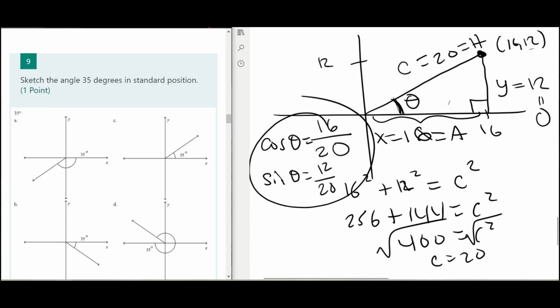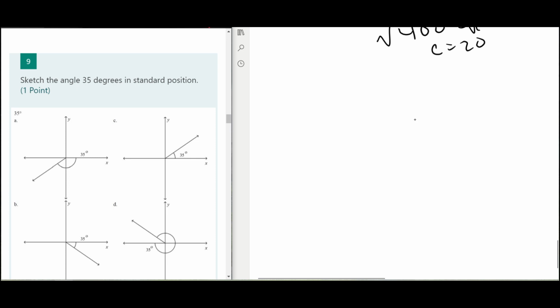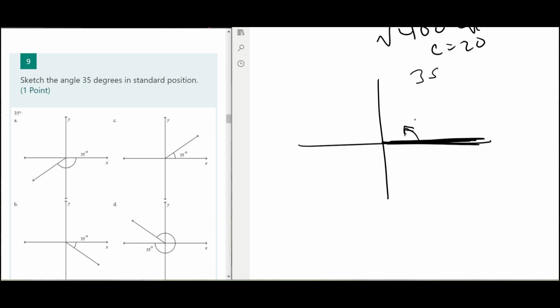All right, sketch the angle 35 degrees in standard position. Remember, standard position means that you start at the initial side, which is the x-axis, and then you travel to the terminal side, which is where it ends, right? A positive angle means you're going counterclockwise. Negative angle means you're going clockwise, right? So here we have an angle of positive 35 degrees, so we're just going to go 35 degrees counterclockwise, and that's my angle. That's it.